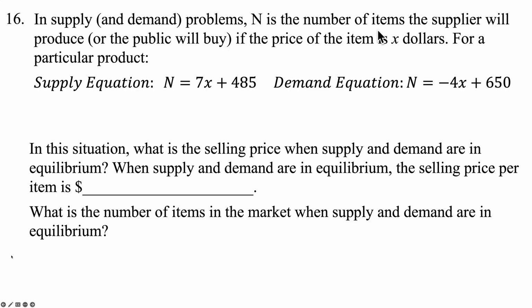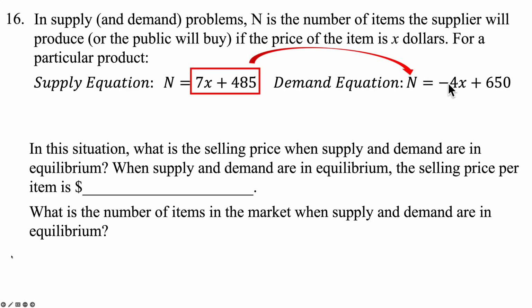16. Sometimes they're going to give you the equation. This is great. You have a supply equation and a demand equation. So a little bit of supply and demand here. N is the number of items the supplier will produce at a particular price in X dollars. There they are. In this situation, what is the selling price when supply and demand are in equilibrium? That means where will these two lines intersect?